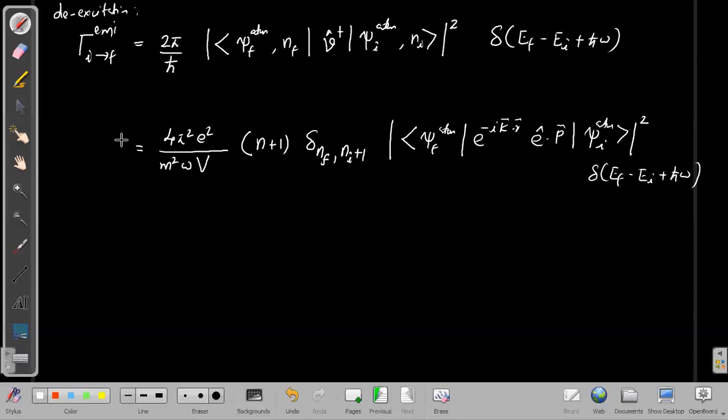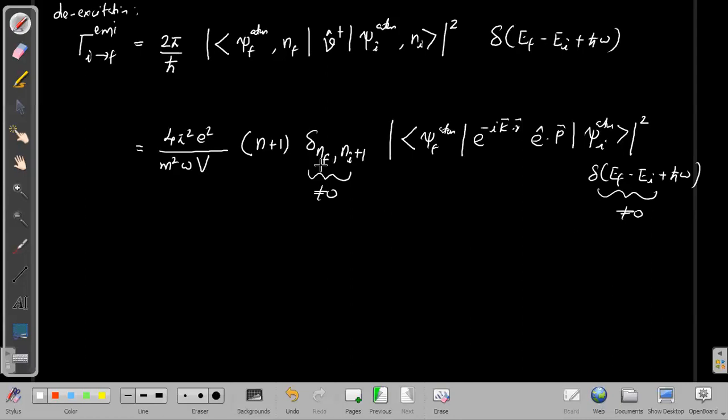In order to get a non-zero transition rate, this must be non-zero and this expression must also be non-zero. There are other conditions as well that we'll discuss in the next session: this term should also be non-zero. For that we have to use the dipole approximation in order to find that condition, so we'll do that in the next lecture. Anyhow, apart from that, there must be these two conditions.